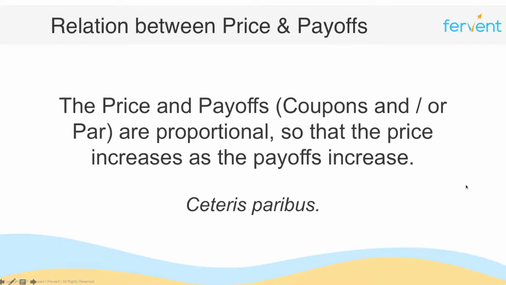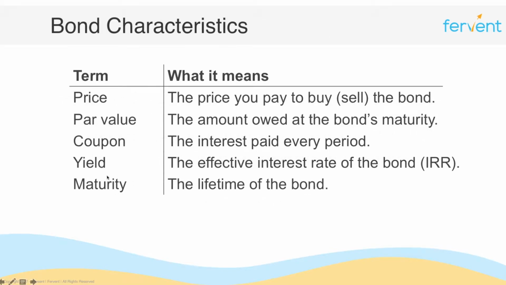Let's just have a quick recap of the 5 characteristics again, because it's really important and it's something we're going to be working with throughout the course. The price, remember, is the price that you pay to buy or sell the bond. This is something that we compare to the fair price, which is the price we get by valuing the bond, such that if the market price is greater than the fair price, then we say that the bond is overvalued and therefore you shouldn't buy it. If the market price is lesser than the fair price, we say that the bond is undervalued and therefore you should buy it. And lastly, if the market price is equal to the fair price, then the bond is fairly priced and therefore you could go ahead and buy it as well.